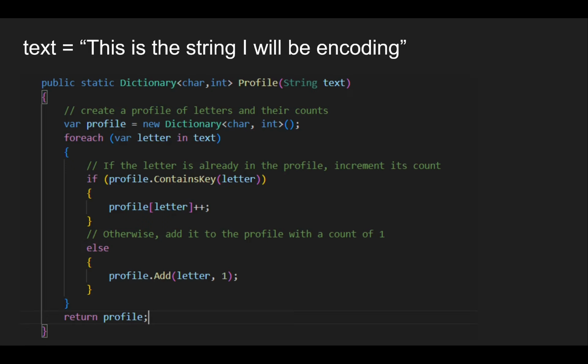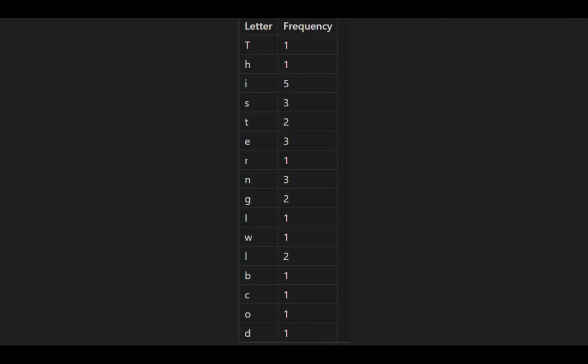So we'll start off by creating that profile dictionary and then go through each one of them and then either increment it or initialize it as 1. And then once we have done that for every letter, we'll then return that profile so that we have it for this set of strings. So when we do that, this should be the frequency table and the letter associated with each one that we're going to get for this example.